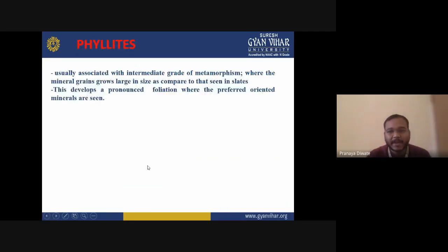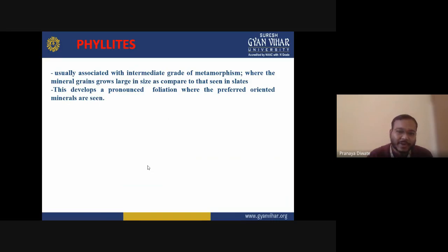Then you have phyllites. Phyllite is usually associated with an intermediate grade of metamorphism, where the mineral grains grow larger in size compared to that seen in slates. These develop a pronounced foliation where the preferred oriented minerals are seen. So phyllites are usually associated with intermediate grade.